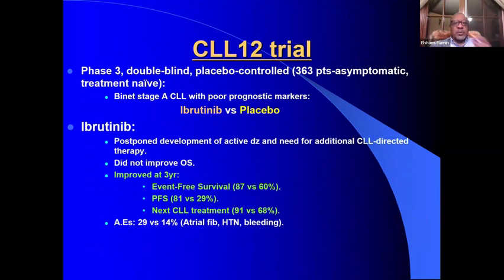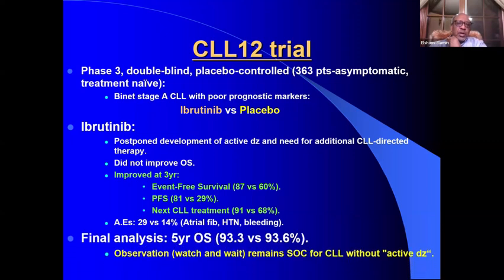Basically, it showed that ibrutinib, the first BTK inhibitor, did not improve overall survival. It postponed development of active disease, so it helped. It improved at 3 years event-free survival, PFS, and time to next CLL treatment. Adverse effects are, of course, more: atrial fibrillation, hypertension, and bleeding. So this is the first study that led to the approval of ibrutinib as the treatment for early stage CLL.